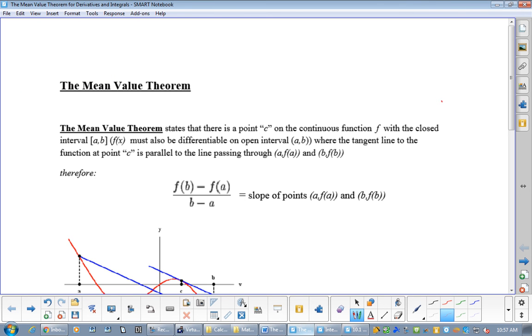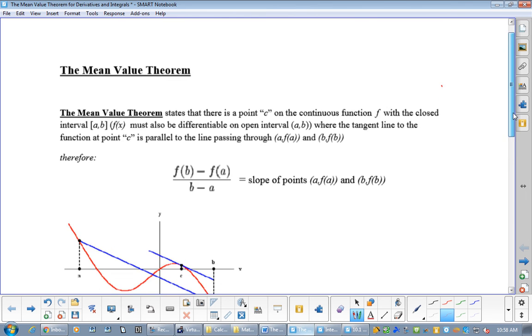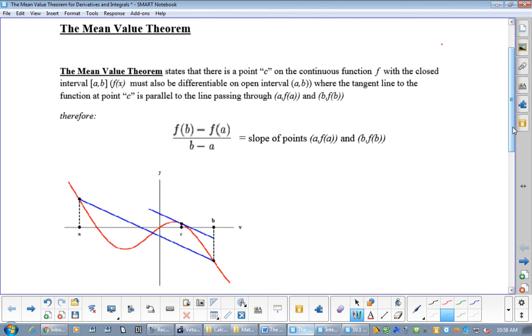All right, so two things we're going to be talking about today is the mean value theorem. This is for derivatives, first 2 pages, and then the mean value theorem for integrals, the next 2 pages, okay? Now, not tough stuff.